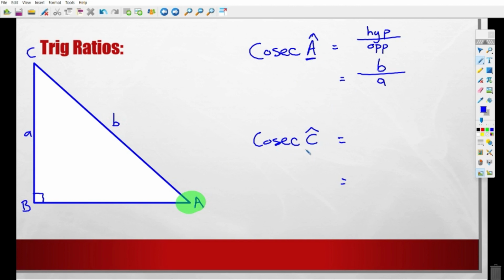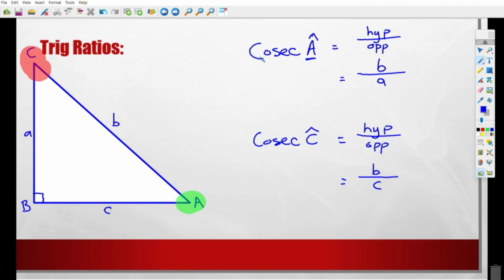Now over here, cosec of C. I want you guys to turn your heads a little bit, to the right. There's angle C. What is cosec again? It's the reciprocal of sine, so it's hypotenuse over opposite. The hypotenuse is which side? Side B. The side opposite C is little c, or AB. So that's cosec, the reciprocal of sine.